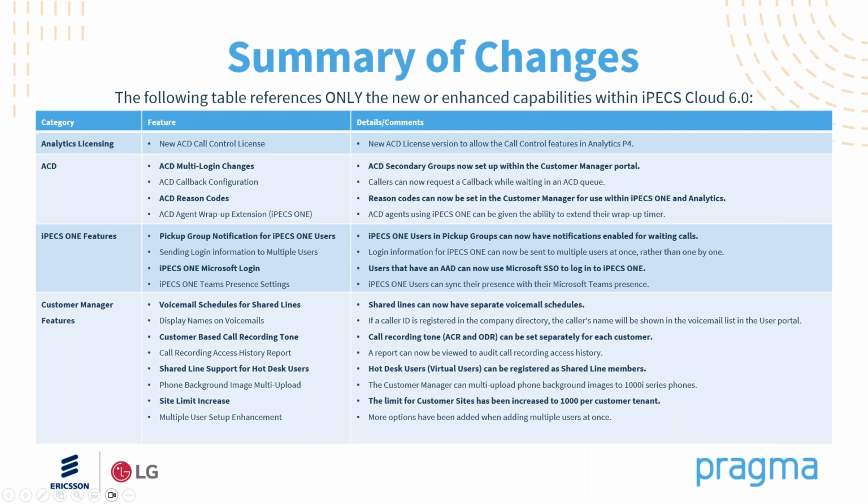So this is a bit of an overview of what's coming. I won't go through these one by one now, because we've got a bit more detail on them, but highlights are there's a new ACD call control license. There's ACD callback now, so callback from queue. We've got more iPECS 1 Office 365 integration, stuff like voicemail schedules for shared lines, uploading multiple images to multiple handsets, stuff like that.